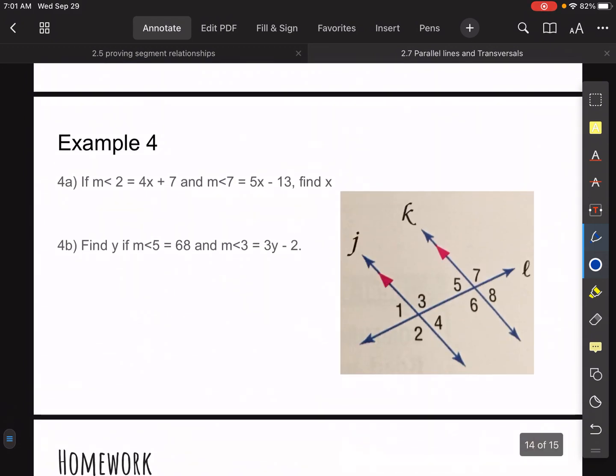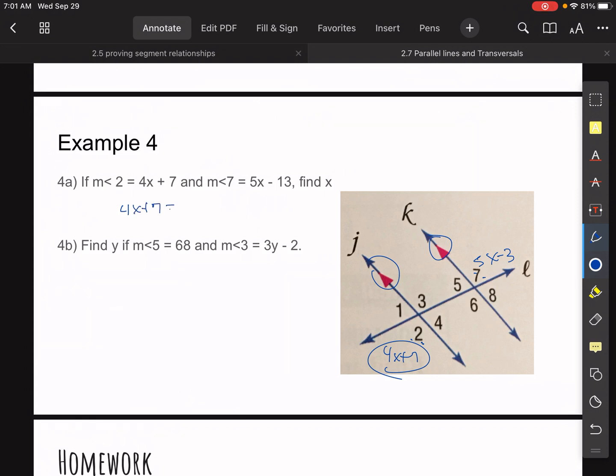And then they bring in some fun algebra. You're just using relationships here. I'll do one of these with you, and then I'll stop talking. The measure of angle 2 is equal to 4x plus 7, and the measure of angle 7 is equal to 5x minus 3. These are parallel lines, they've shown us that, cut by a transversal. The relationship here is that these are both on the exterior and on opposite sides of the transversal, so these are alternate exterior angles. That means they are congruent, they're equal to each other. So I'm going to set these equal to each other.